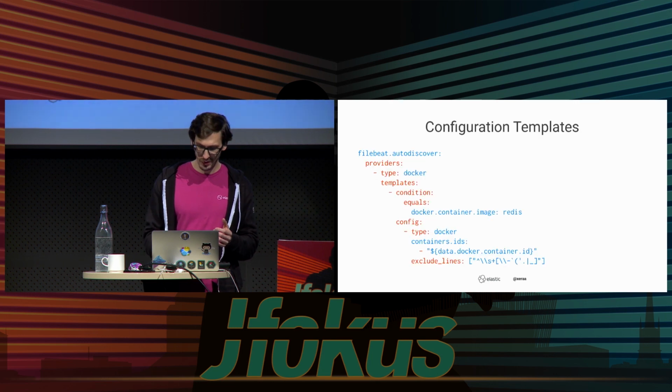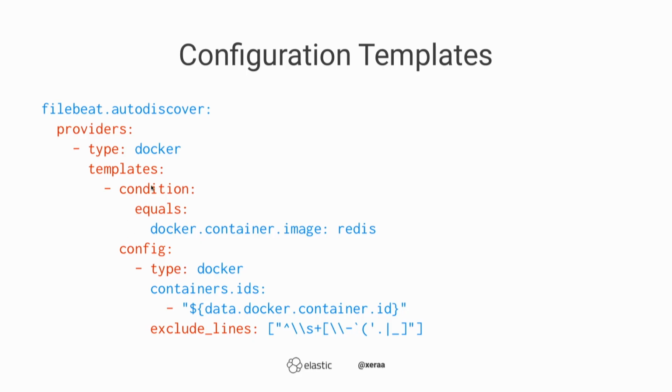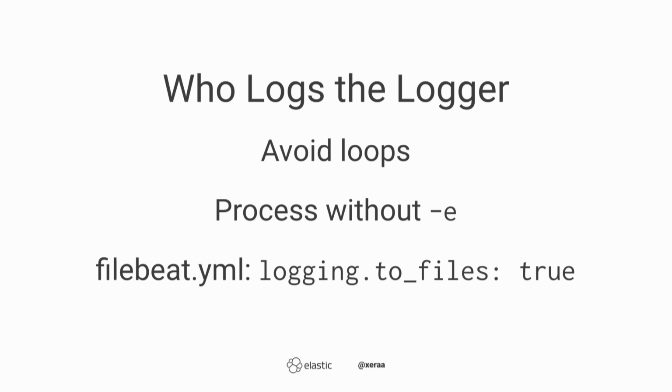So what we can do is, for example, we have something, and this here is one block. So we collect the Docker metadata, and then we say, if you're based on the Redis image, then apply this configuration. And basically what we're doing here is, this is the right regular expression to get rid of that ASCII art. It's basically when you're Redis, run these exclude rules to get rid of the ASCII art of Redis and only log the actual statements that Redis is giving you. One thing that might be a bit tricky is when you're in a containerized environment, who logs the logger?